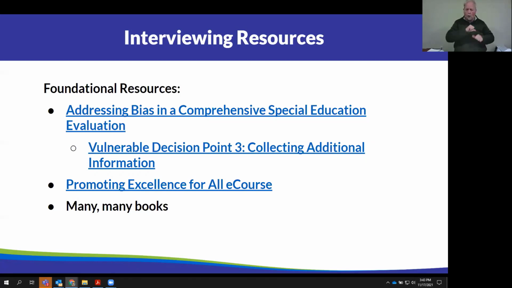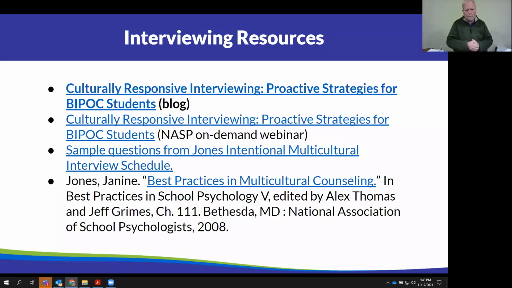So this first slide has general resources, not necessarily specific to interviewing. They're more foundational to understand the context and understand implicit and explicit bias and how they impact how we interact with students, both generally and when we're conducting individual evaluations. And this slide has more specific information on interviewing, culturally responsive interviewing, and sample questions for culturally responsive interviews that I would encourage you to take a look at.